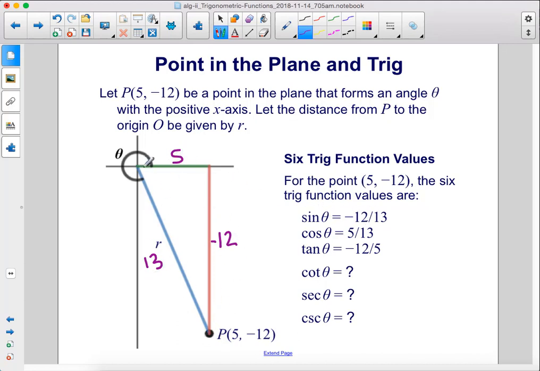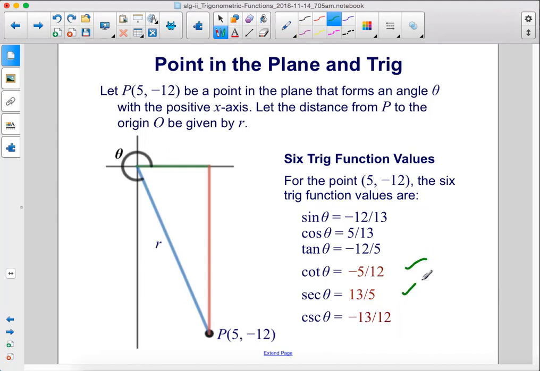So we have sine theta, and this is theta here, is -12 over 13. We have cosine theta is 5 over 13. And we have tangent theta equals -12 over 5. So cotangent theta is the reciprocal of tan theta, so that's going to be -5 over 12. Secant theta is the reciprocal of cosine theta, so that's going to be 13 over 5. And cosecant theta is the reciprocal of sine theta, so that will be -13 over 12. And there are the answers.